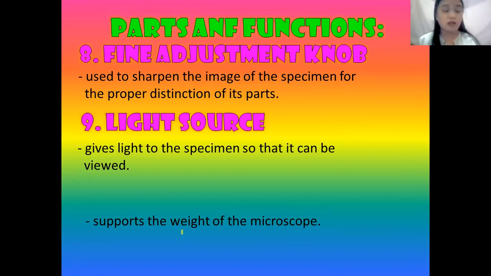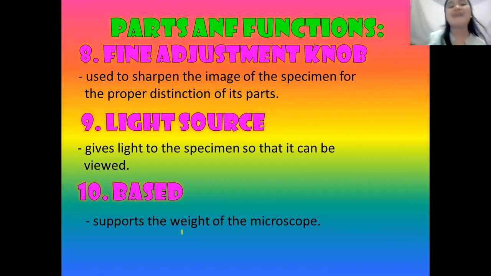Number 9, we have the light source, and as the name says, it gives light to the specimen so that it can be visibly viewed. And the last one is the base, which supports the whole weight of the microscope. All right? So those are the functions of the microscope. Don't forget the parts and functions.